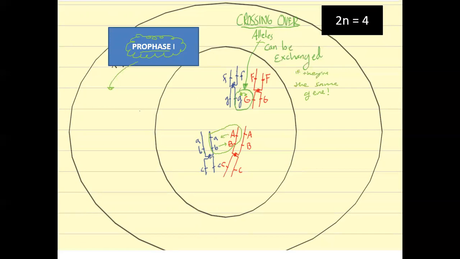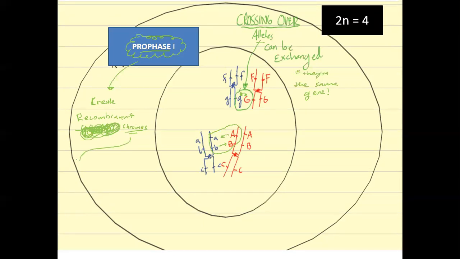But in prophase 1, a big thing is that you're actually going to be creating recombinant... I shouldn't say recombinant genes, but you're going to be creating recombinant chromosomes. So I'll just abbreviate it chromos. Okay. So prophase 1 is where you're actually going to be creating recombinant chromosomes.